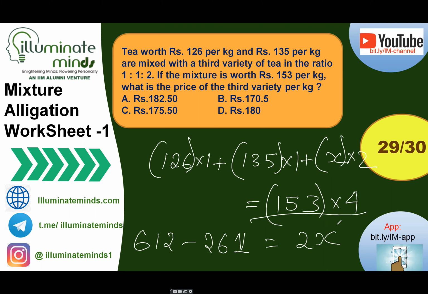261 is equal to 2x. Correct? So 261 means 339 plus 12, 351 by 2 is equal to x, 175.5. Option C is the correct answer, no doubt about it. So let's try the next one.